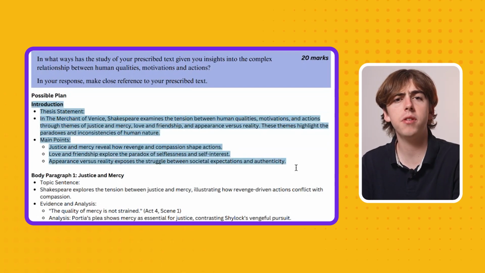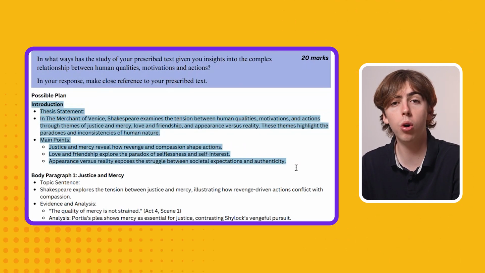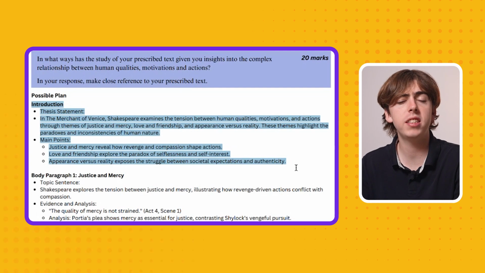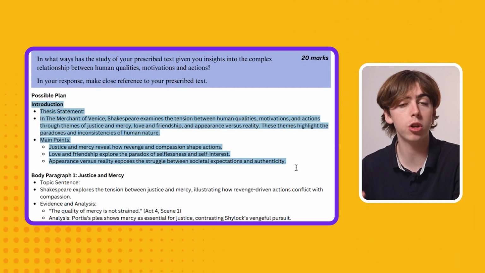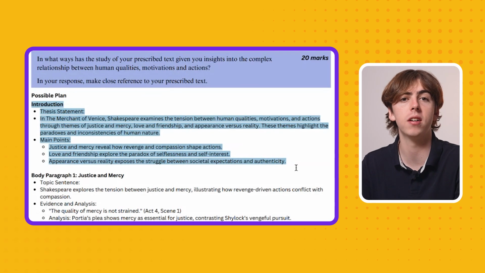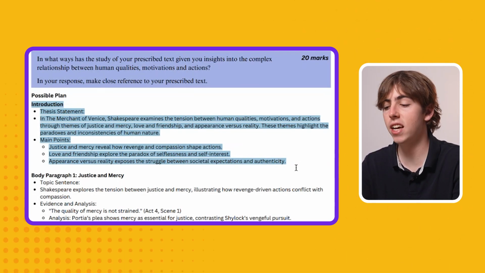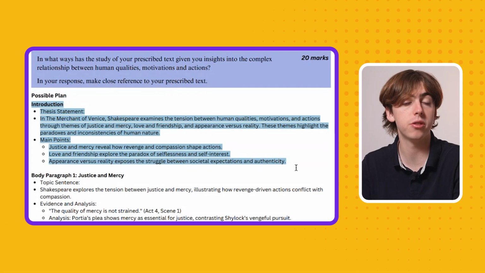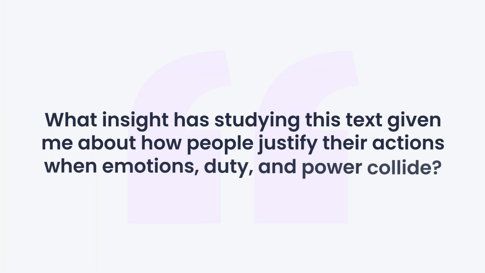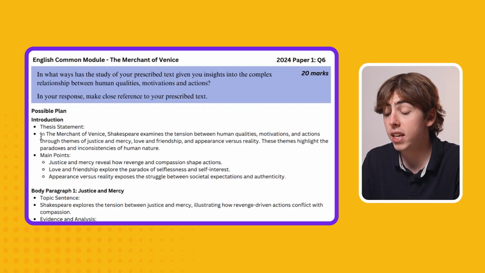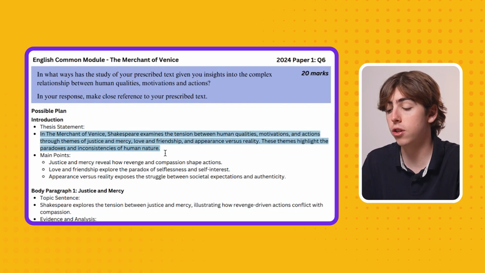We've identified that your response here should be analytical or conceptual from the beginning. So my tip would be, your thesis should reflect a clear perspective on what Shakespeare is saying about human behaviour, not just what happens in the play. Start by identifying the key tensions or contradictions the composer explores. Ask yourself, what insight has studying this text given me about how people justify their actions when emotions, duty, and power collide? Here's a stronger version of a thesis that you could use.